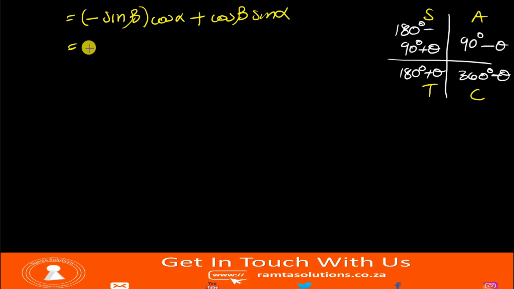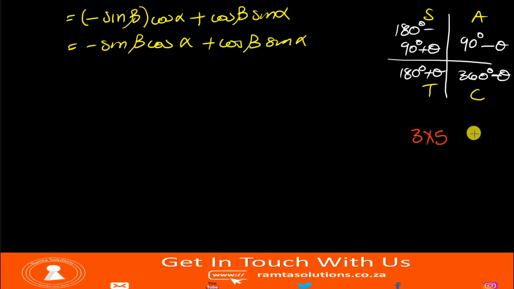So what do we have? We have sine beta cos alpha, right? Plus cos beta sine alpha. Remember, guys, I had said to you 2 times, I used 3. Let me not say I have said. Now I'll be lying if I do another number. 3 times 5 is 15. 5 times 3 is also 15. Okay, so if you like, you can rearrange these.